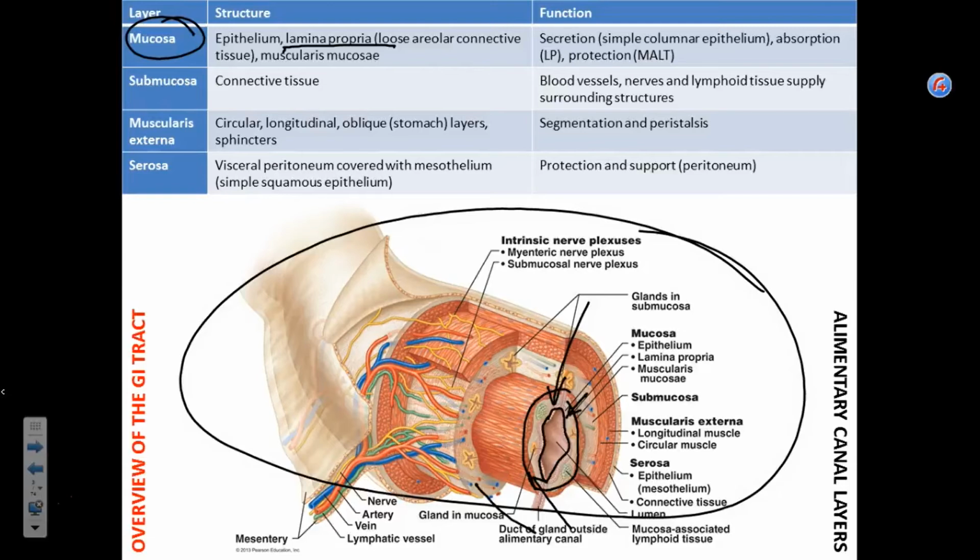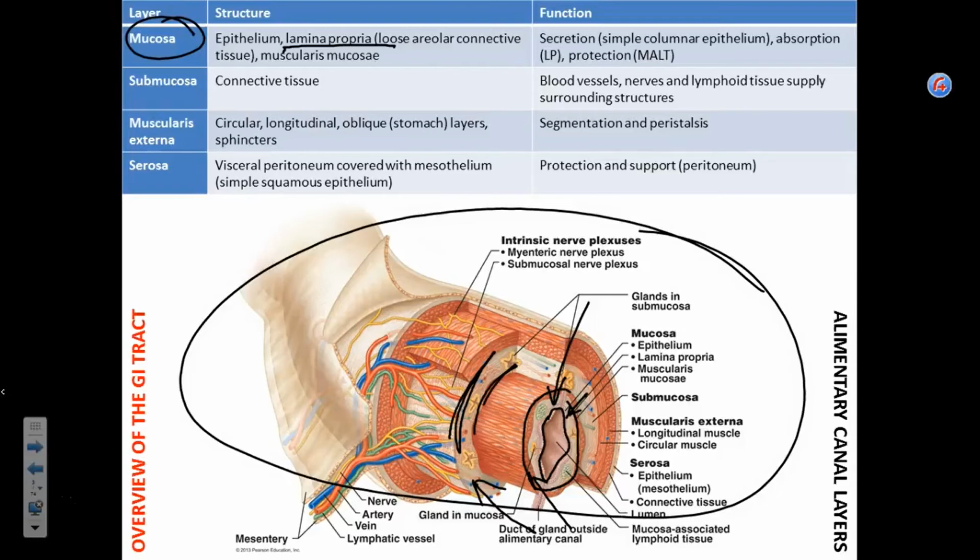Then there's the submucosal layer. It consists of connective tissue and harbors a lot of blood and lymphatic vessels. So when the mucosal layer absorbs nutrients, those nutrients can diffuse into the blood vessels and can be distributed all around the body.